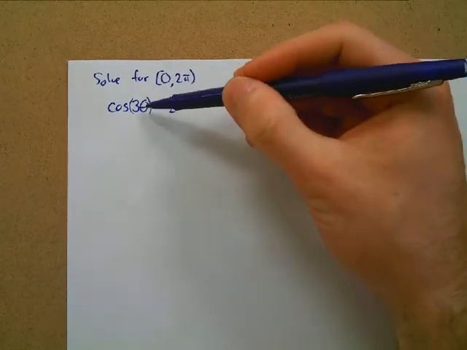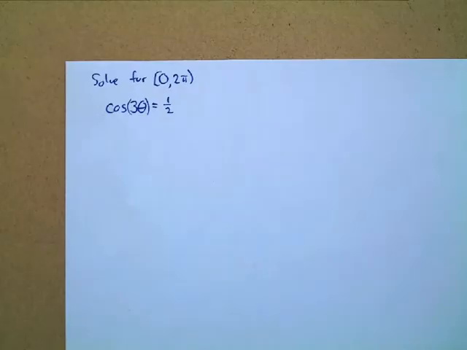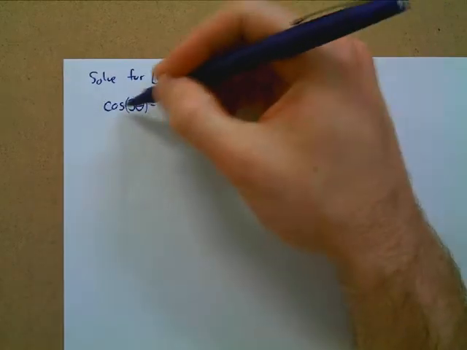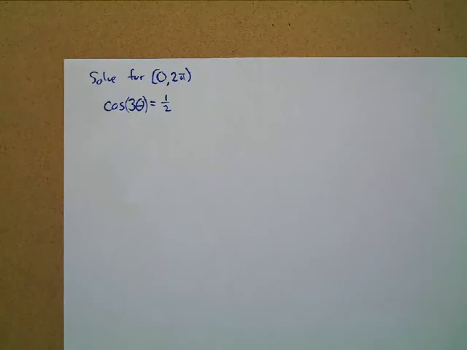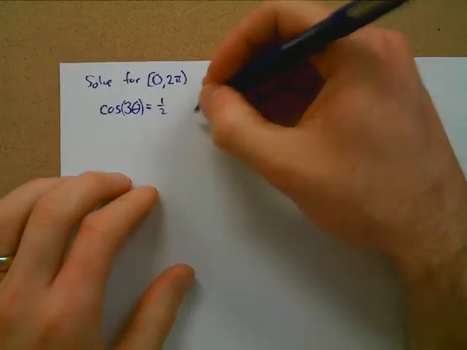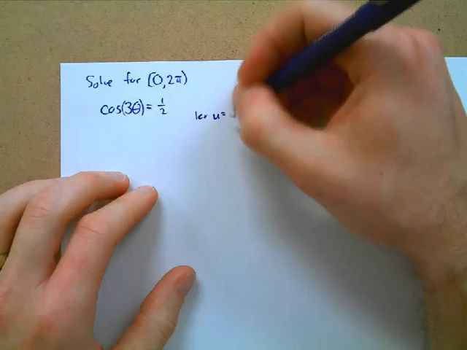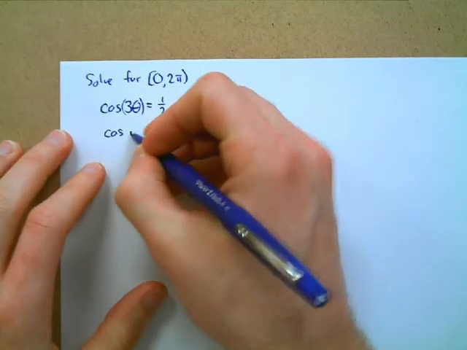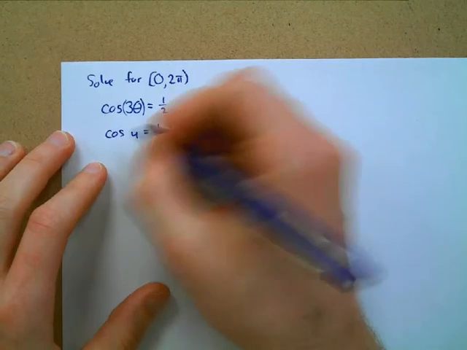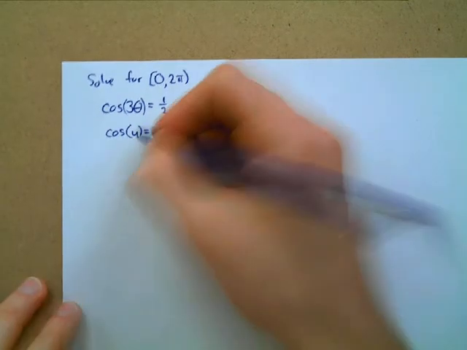So instead, what I like to do is a little bit of a change of variable. Let's let u equal 3 theta. So I'm just going to change the problem so we have cosine of u equals 1/2. Just to help us out a little bit, and then I'll show you. Remember, what does that 3 in front of our variable inside do? Do you guys remember what transformation occurs with that 3? How does that affect our graph?